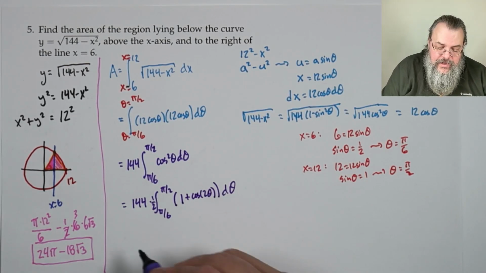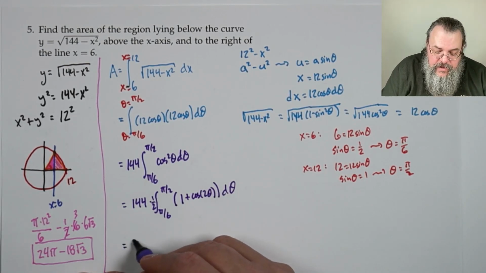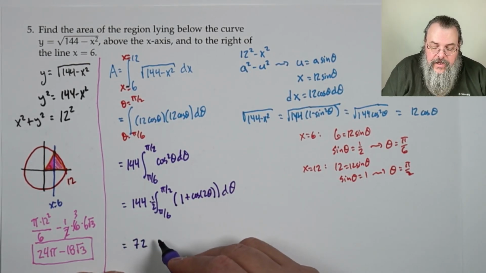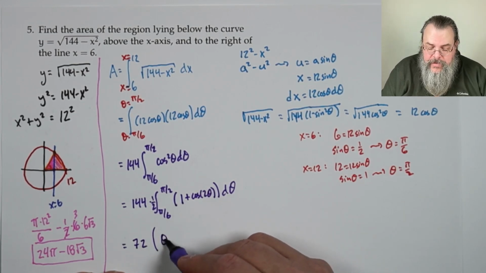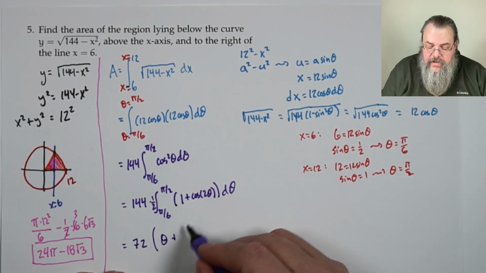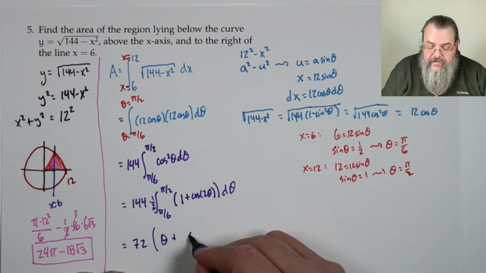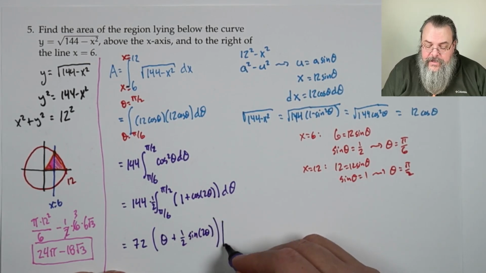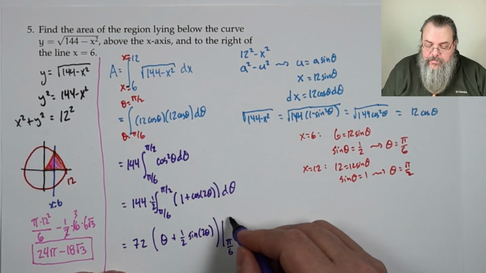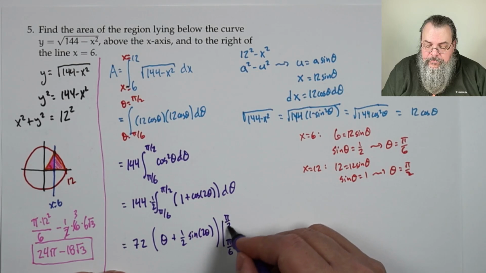Okay, so we really have 72 times, what's our integral? Theta plus, and then the integral of cosine is sine 2 theta. And don't forget to account for that 2 on the inside, 1/2. And evaluate that from pi over 6 to pi over 2.